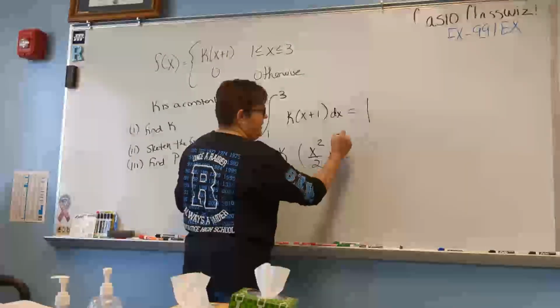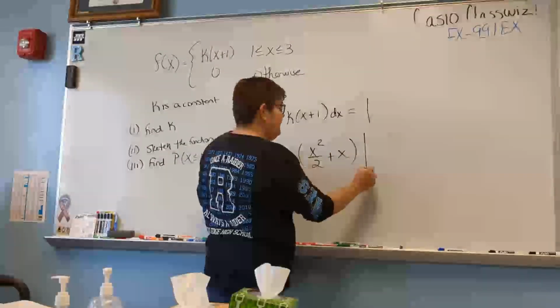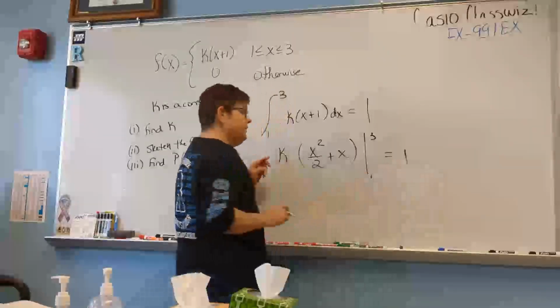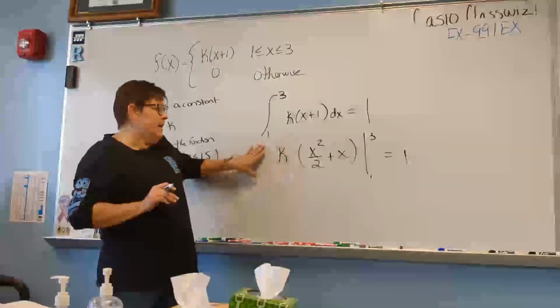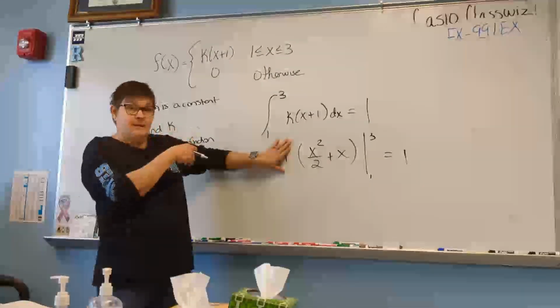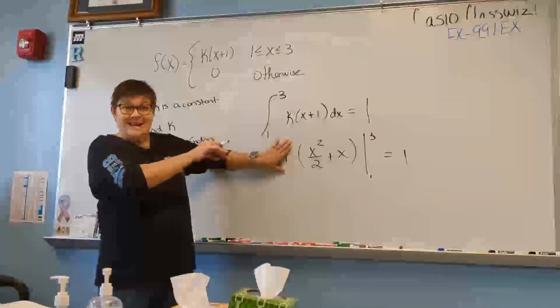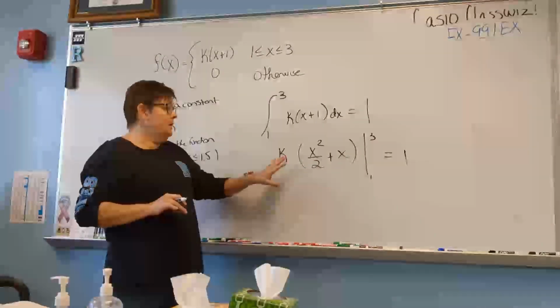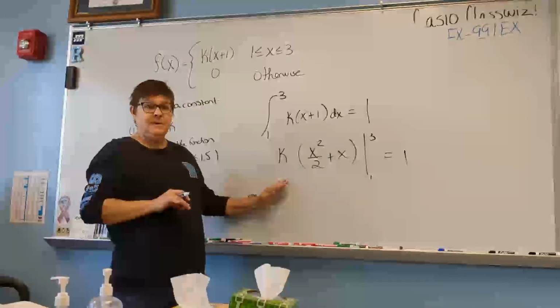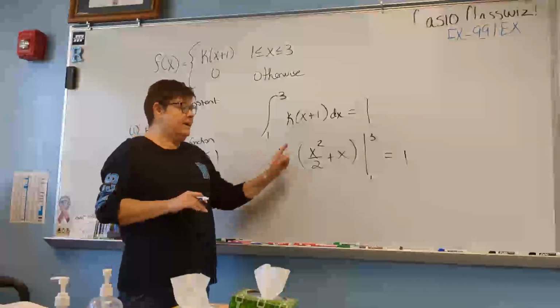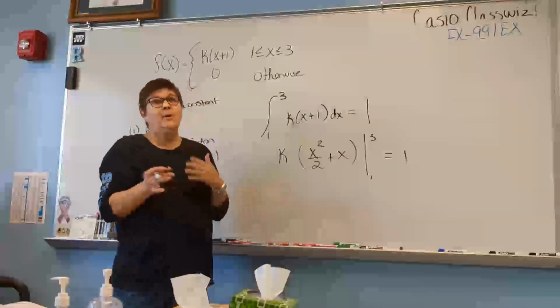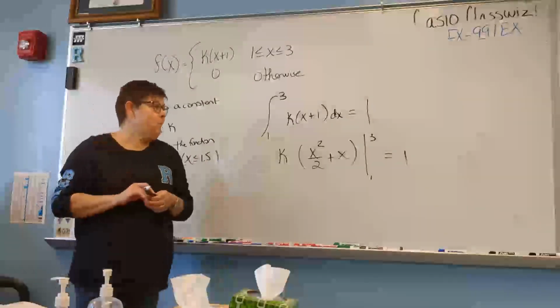2 plus x, right? And it's going to go from 1 to 3 equals 1. You have two options. You can bring k out and forget about it for a minute, plug your 3 in, minus plug your 1 in, get an answer multiplied by k. Or you could plug your 3 in, multiplied by k, minus k times plugging your 1 in. Both of them will do the same job.